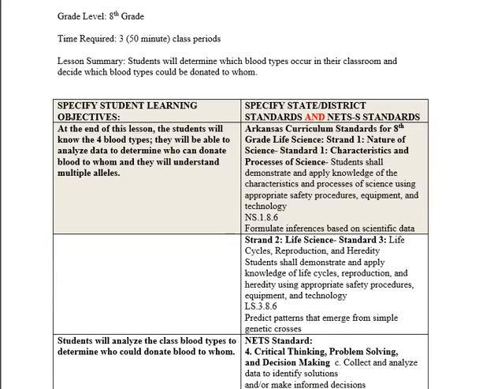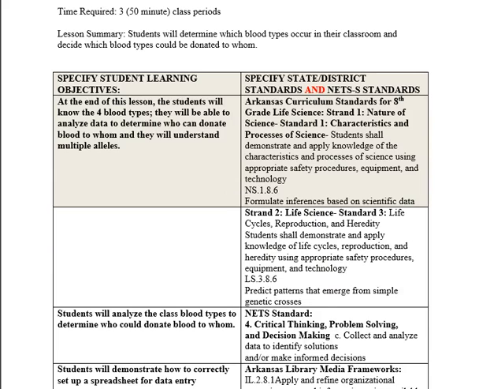So the template does include a table for the objectives on the left side. It has the standards on the right side. So notice that there are Arkansas curriculum standards for 8th grade earth science, or life science, sorry, and it lists the strands and what frameworks go with this specific objective. And then if you continue down, only pick a couple.